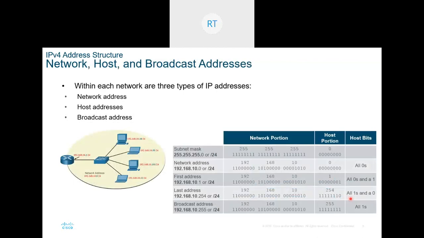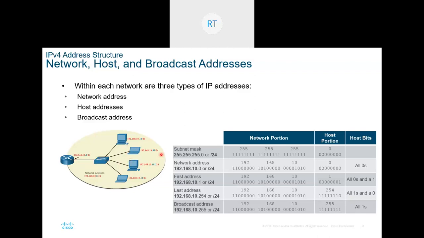Okay, so let's look at the network, the host, and the broadcast address. Within each network there are 3 types of IP addresses. When you talk about a network, what do we mean? A network is basically a group of devices that are in the same logical grouping. Like you can see here, this is a router that is connecting a switch. You have about 4 computers. So this is a network. This is just one network segment. Remember, a router connects networks. This is just one network segment because you just have one connection from the router.